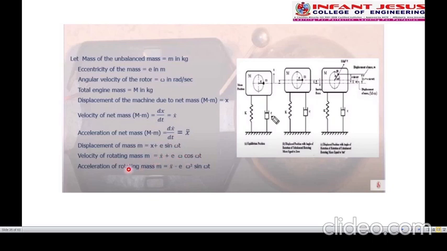Then we find the acceleration, the acceleration of the rotating mass. So x dot becomes x double dot, minus, since the differentiation of cos is minus sin, minus e omega square. Omega is already there, and after differentiation we get another omega, so omega square sin omega t. So this is the acceleration of the rotating mass.